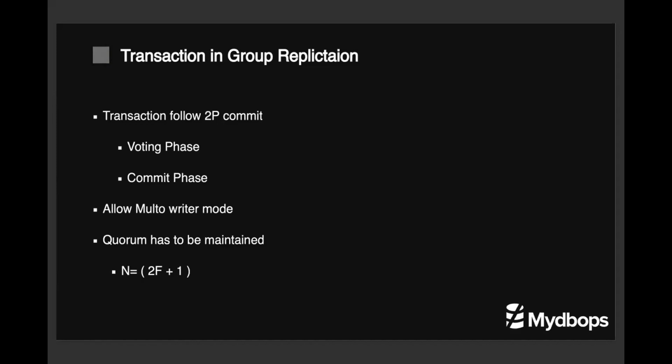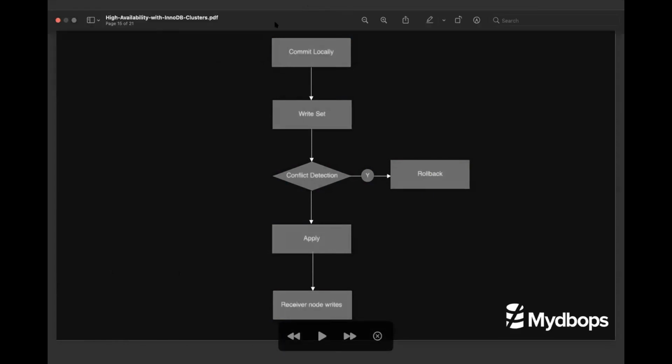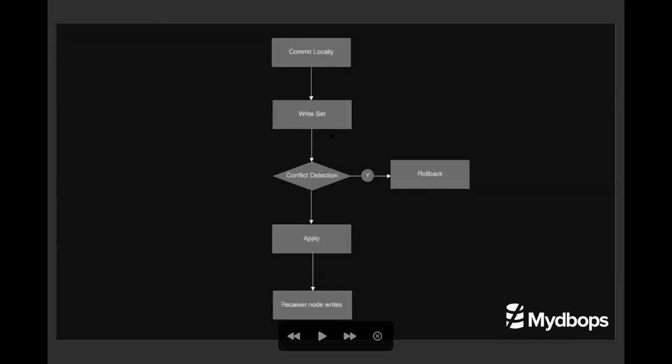Let's see a small block diagram. First it starts with the commit locally. That's where the write set comes in, and it can make a commit locally. So what is a write set? I keep repeating the word write set, so what is a write set?